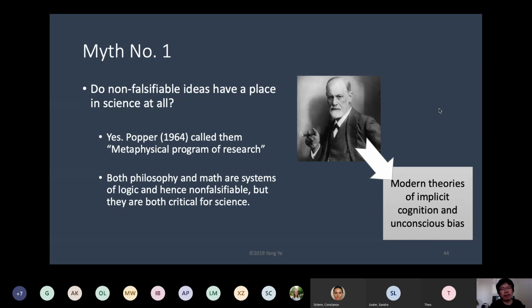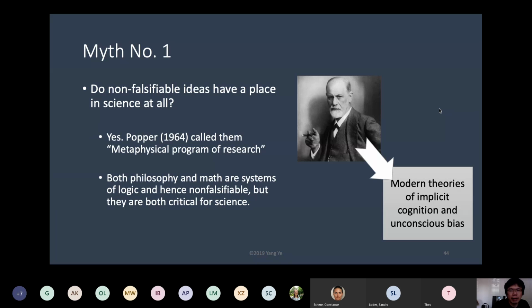Now, there are some common myths out there about what Popper means, right? First of all, a lot of people would ask, okay, so does it mean that science only involves falsifiable ideas and non-falsifiable ideas have no place in science? And actually, Popper himself has explained that. He calls these non-falsifiable ideas a metaphysical program of research.